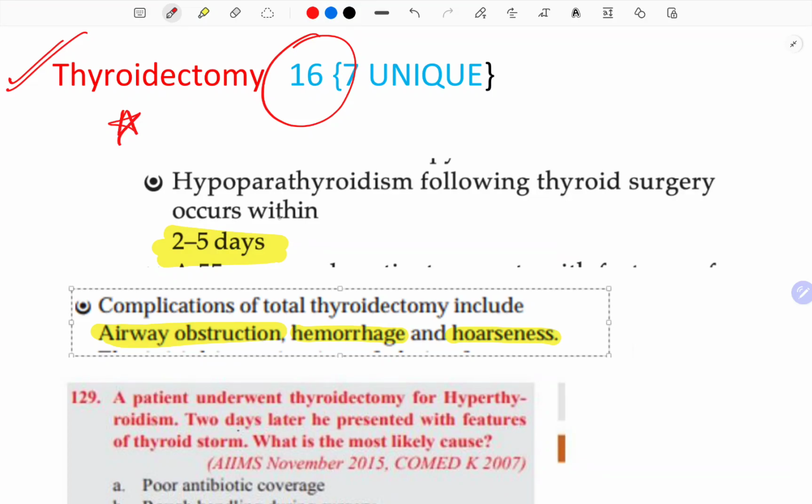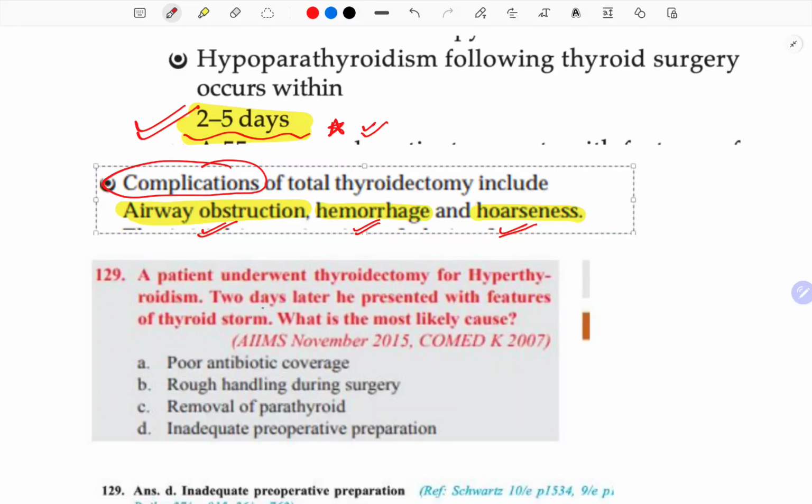Hypothyroidism following the thyroid surgery usually occurs after 2 to 5 days, right? This is important. And complications of total thyroidectomy include airway obstruction, hemorrhage and hoarseness. And remember, the most common is basically hemorrhage. So this is most common.